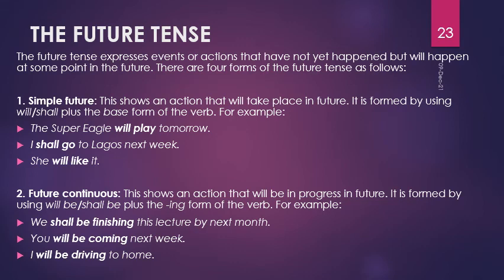Future continuous shows an action that will be in progress in future. It is formed by using will be or shall be plus the ing form of the verb. Example, I will be driving home. I will be coming next week.